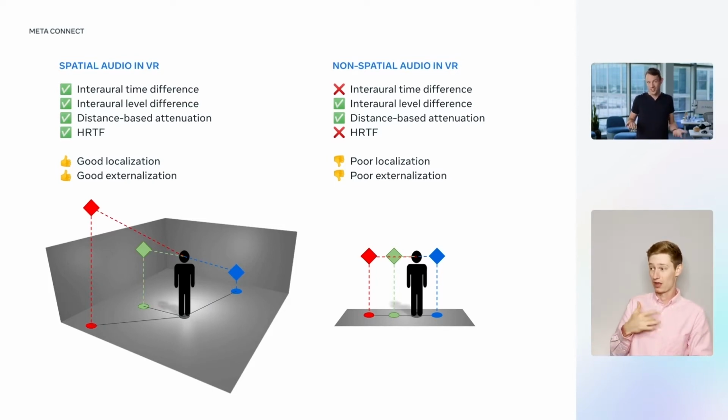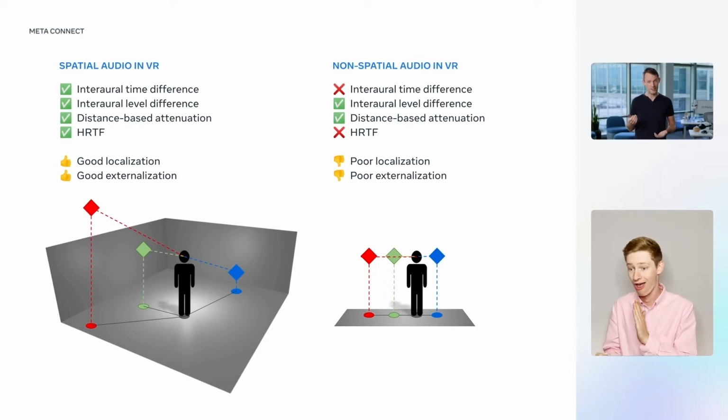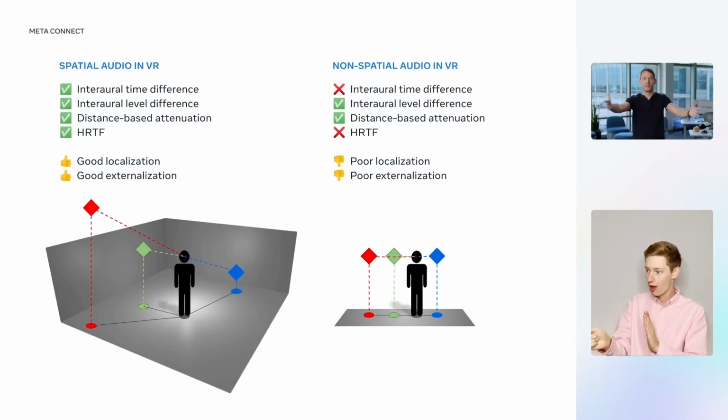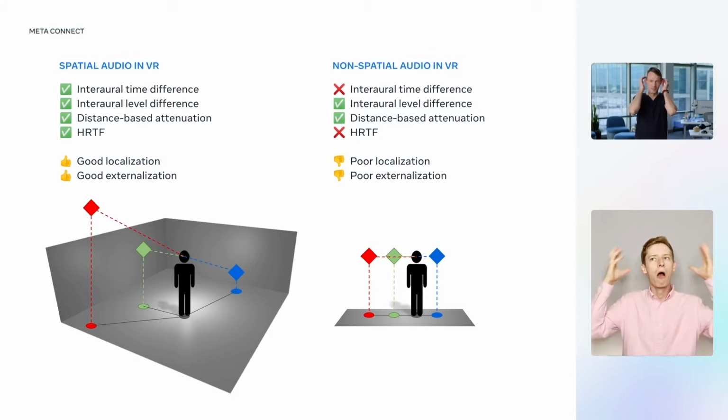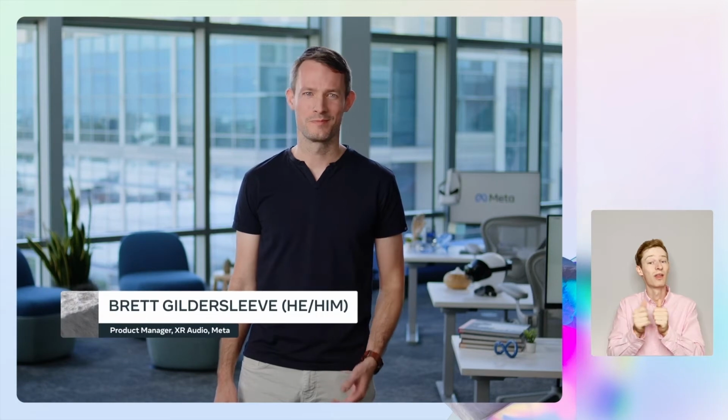The sense of externalization, when using non-spatial audio in VR, is also poor, meaning that rather than sounds seeming to come from out in the environment, they tend to sound more like they're coming from headphones placed over our ears. Overall, without spatial audio, there's a mismatch between our eyes and our ears that just makes things feel less real.